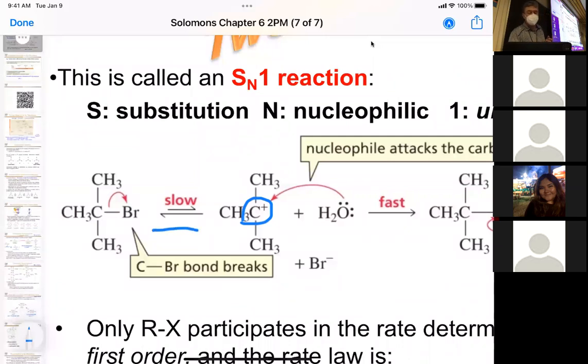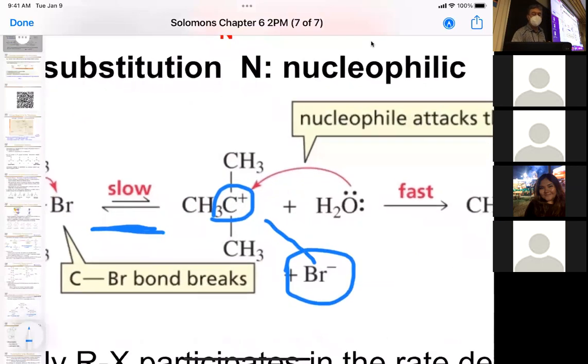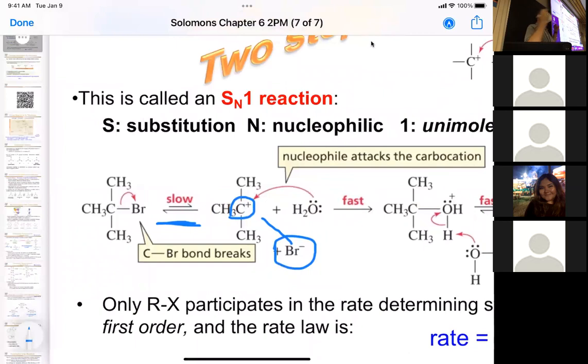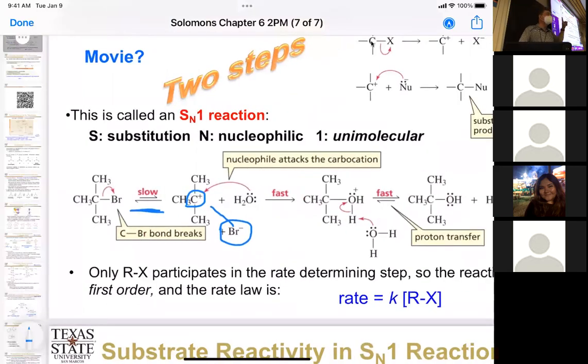So the slow step is this breaking of the bond. Now notice this is in equilibrium because bromine is a nucleophile. It's not a very good one, but it's a nucleophile. And so it can attack there and go back to the starting material. So in this case, one molecule has to break apart into 2. That means it's a unimolecular reaction, okay? Only the concentration of the alkyl halide matters. So that's why we call it a substitution reaction, a nucleophilic reaction, but it's unimolecular, okay?